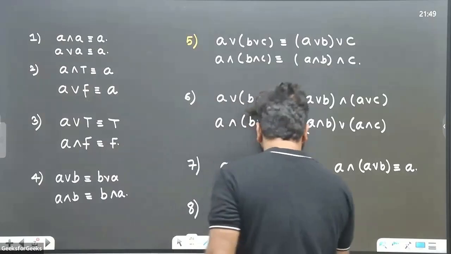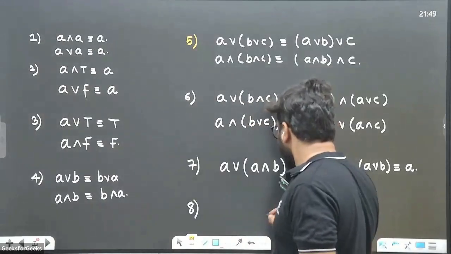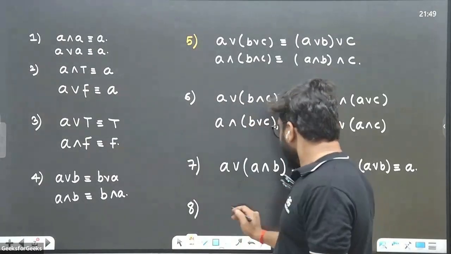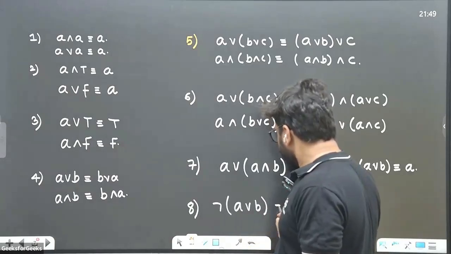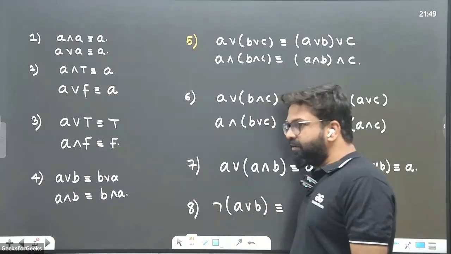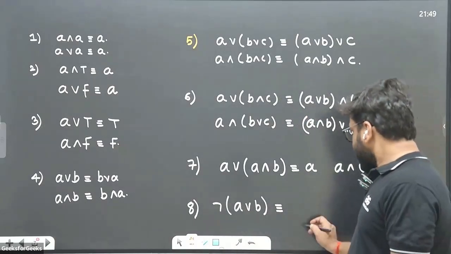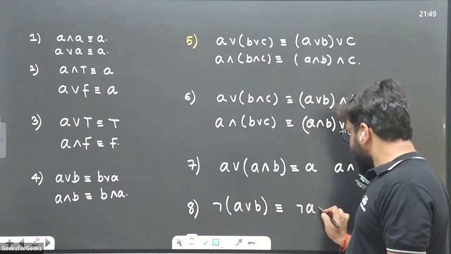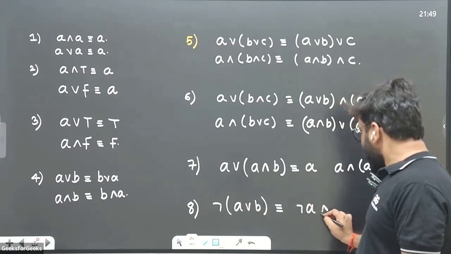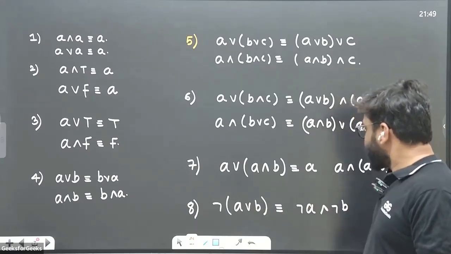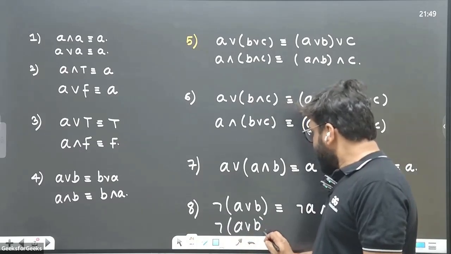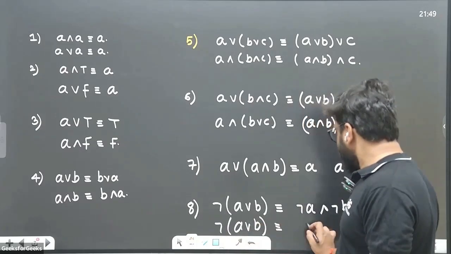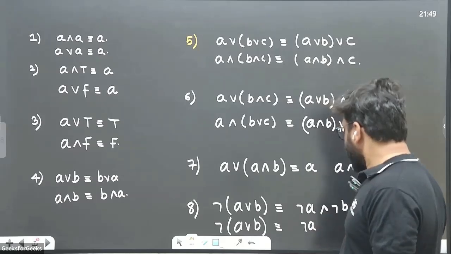Okay, let's move to the next one. Absorption law, De Morgan's law. De Morgan's law, this is negation outside, and suppose if we have this operator, when the De Morgan's law enters, it changes the operator. So here you will get negation of A, or will become and, and then this will become negation of B. And here this is negation of A or B. When this negation enters, you will write negation of A.